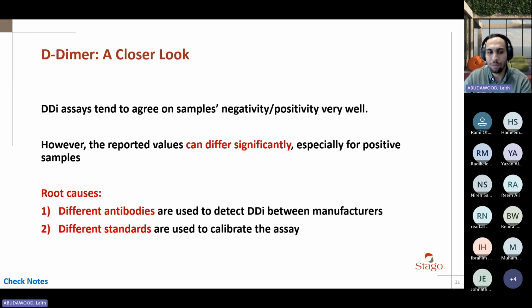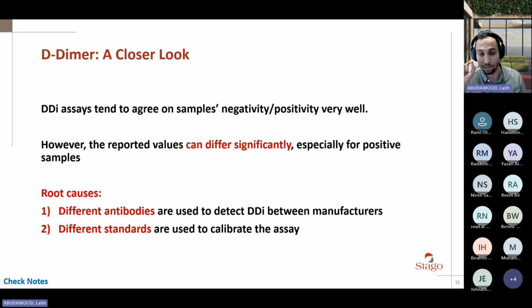Now, problems start when the lab uses the D-dimer and starts to compare their results to another lab or their results to another reagent. Usually, D-dimer tests, regardless of the manufacturer, agree very, very well on the result being negative or positive. All right, so it's very good. It's very likely that the Sysmex result, Stago result, IL result, whatever result, will agree that the patient is negative. They don't have D-dimer. And they are very likely to agree that the patient does have D-dimer.